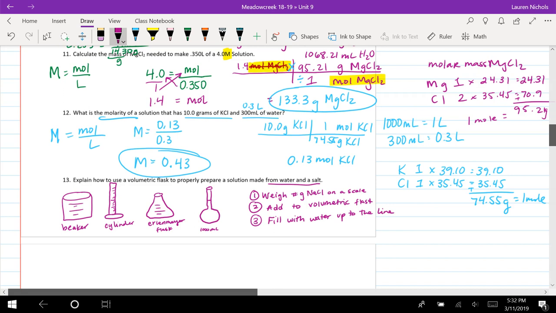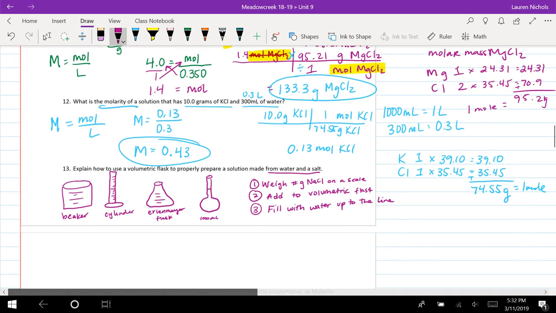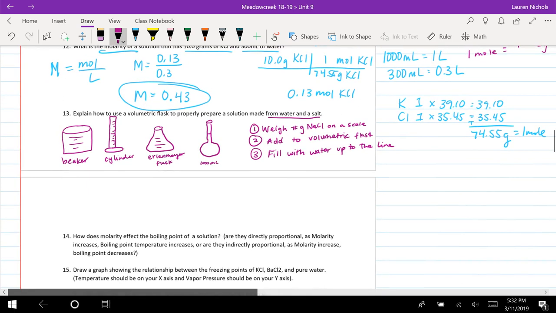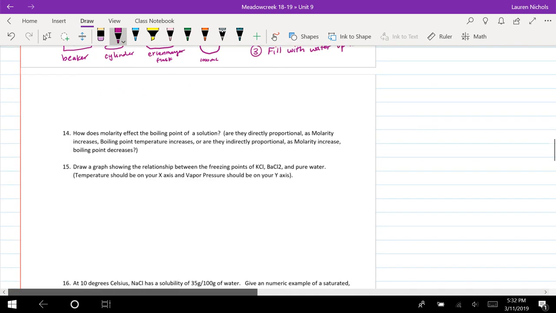So let's go ahead and look at question 14. So question number 14, if I can get the screen to move correctly. Question number 14 says, how does molarity affect the boiling point of a solution?